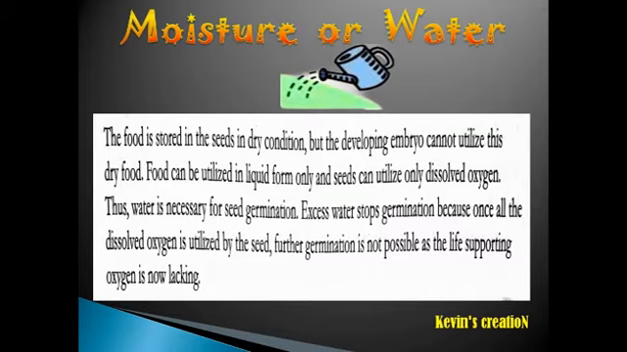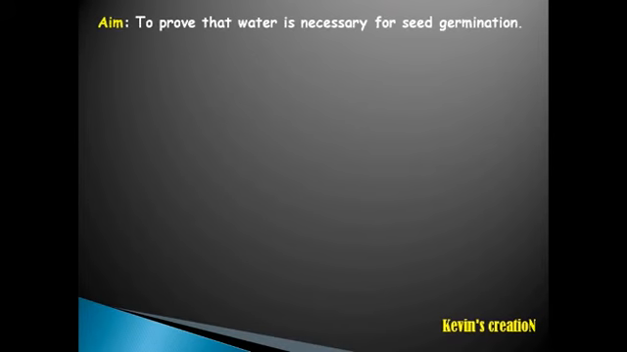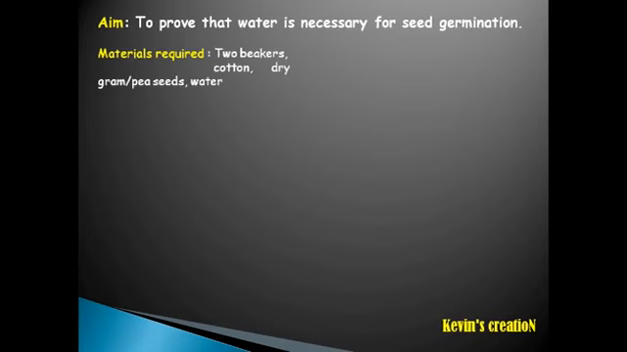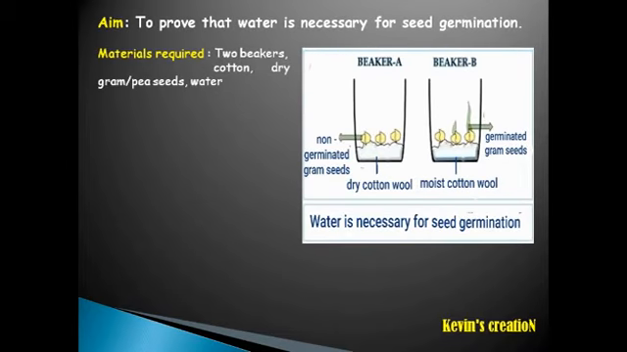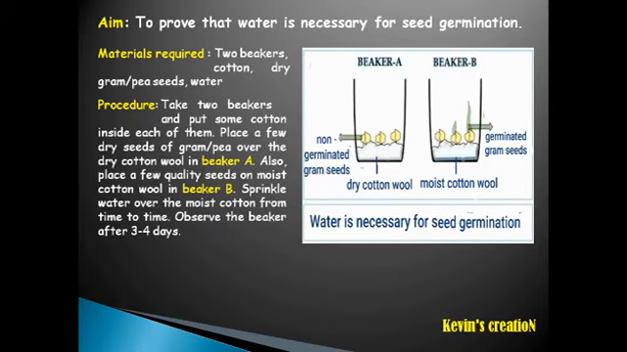Now, with an experiment we'll prove that water is necessary for germination. Here we require 2 beakers, cotton, dry gram or pea seeds, and water. Now look at the diagram. Here we have taken 2 beakers, beaker A and beaker B. Take 2 beakers and put some cotton inside each one of them. So in both the beakers we have put cotton.